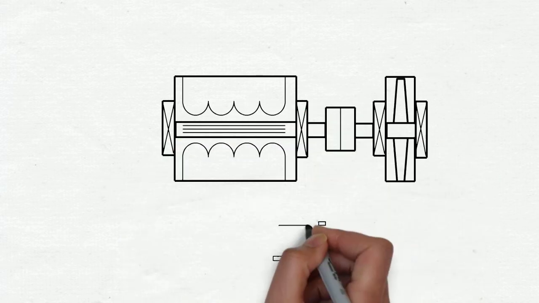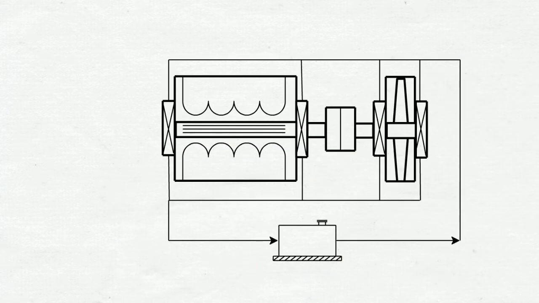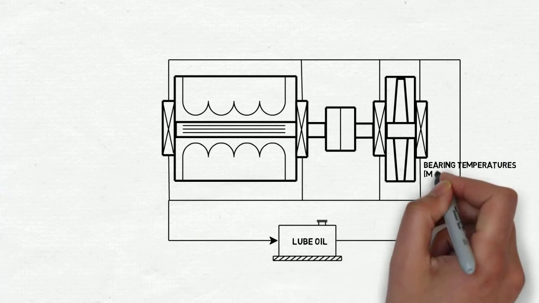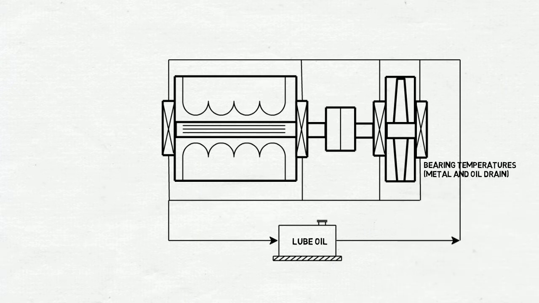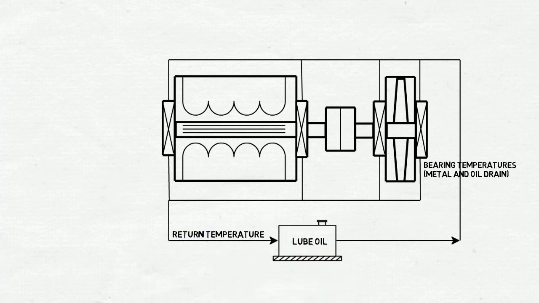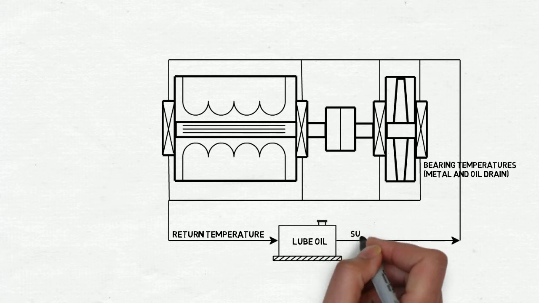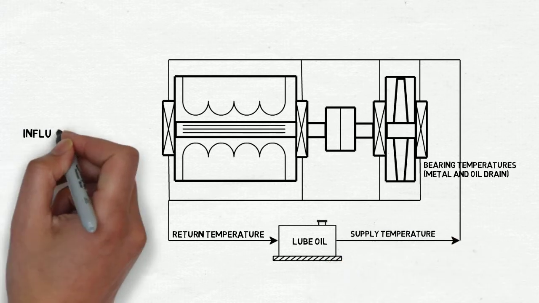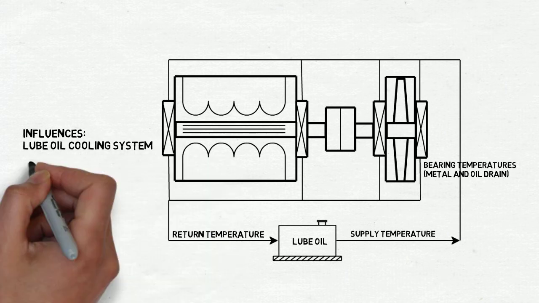The lube oil tank supplies oil at a high pressure to the bearings. The bearing temperatures often are measured, including metal temperatures and oil drain temperatures. This model should include each bearing temperature and the lube oil supply and return temperatures. The lube oil is also often cooled by an external water source, and if available, the temperature and pressure or flow of this cooling source can be modeled as well.